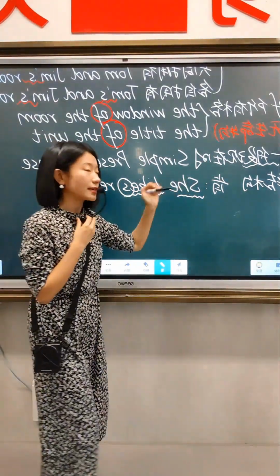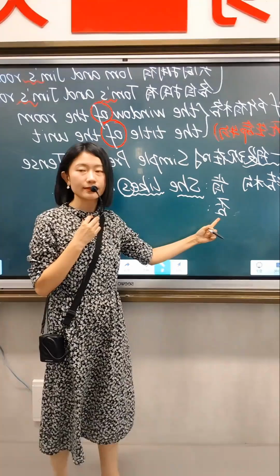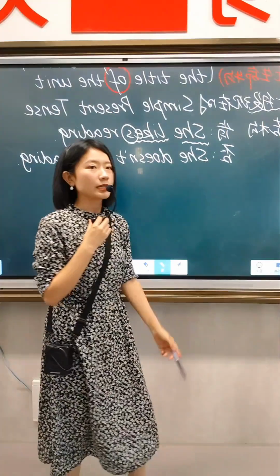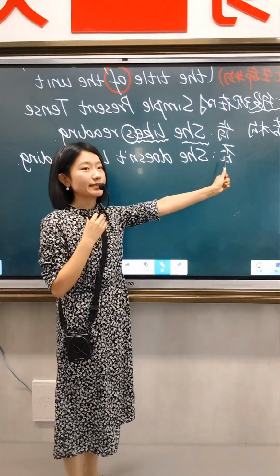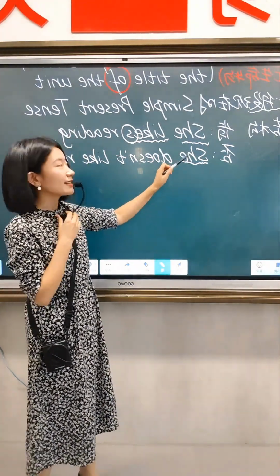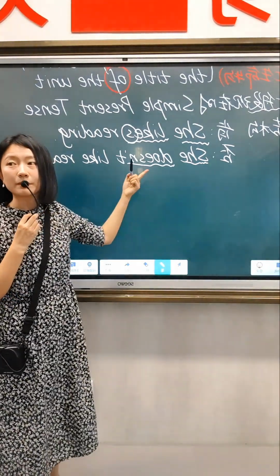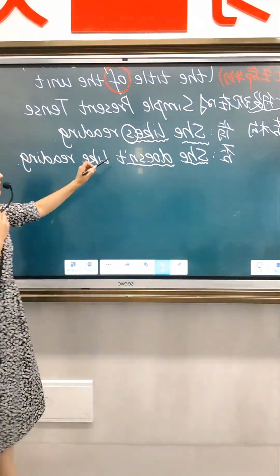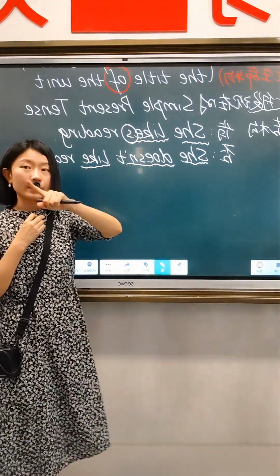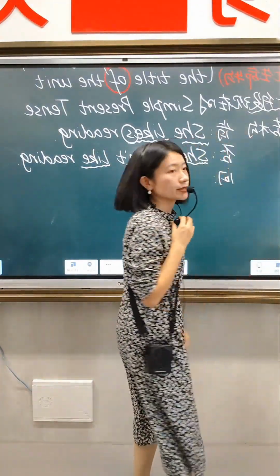That's the affirmative sentence. Then what about the negative sentence? She doesn't like reading. So how to form the negative sentence? First we have the subject and 助动词 helping verb. And then the verb, yes, and also the base form of the verb. Very good. And now let's think about the questions.